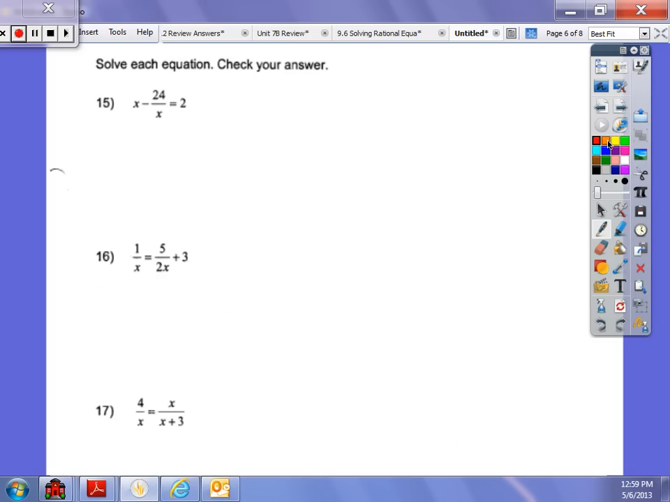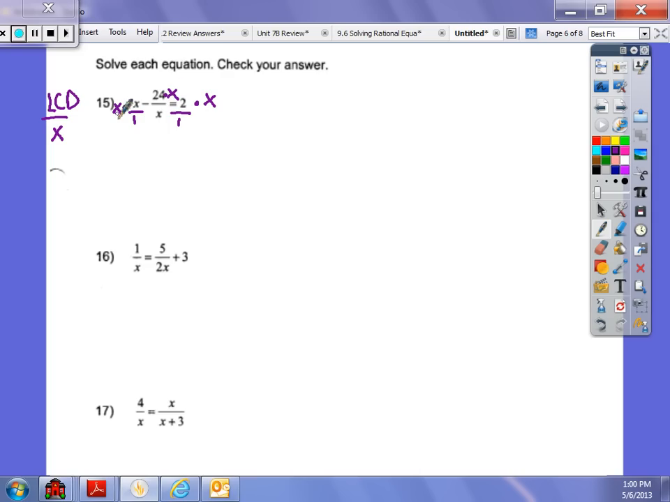Alright, now to the solving section. The solving section is all about an LCD. So here we have an LCD. The only CD, the common denominator we have, is x. So our LCD will be x. That means everything, there are 3 parts here, and all 3 parts will get multiplied by the LCD.